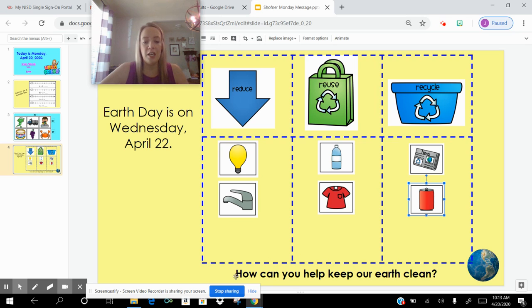So what I want you to think about this week is how can you keep our earth clean? So think of something, either a reduce, a reuse, or recycle, something that you can do this week, and send me a picture. You can send it on Facebook. You can send it on Seesaw. You can just have your parents send it on Remind too, okay?